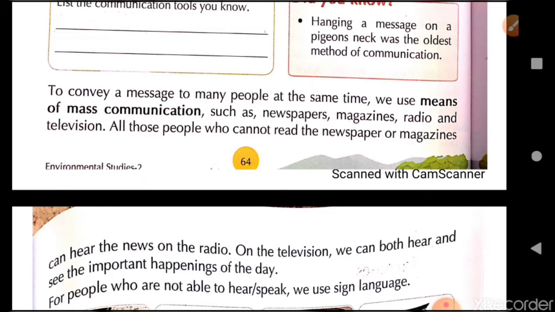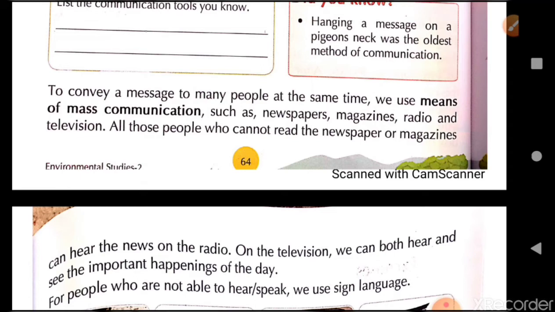Then internet, films. Films are also a means of communication. There are so many films which convey very good messages. So they are also means of communication. They communicate with people. The newspapers, magazines, radio and TV, they spread news as well as entertain us. On radio we hear songs also.